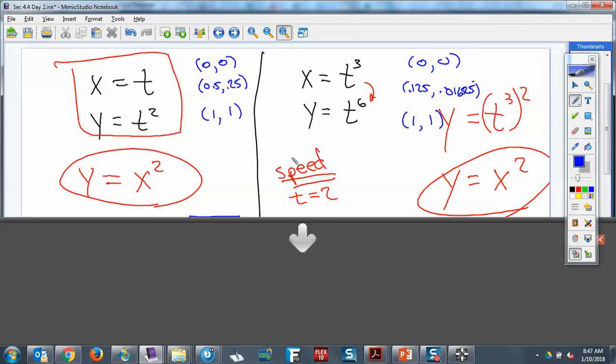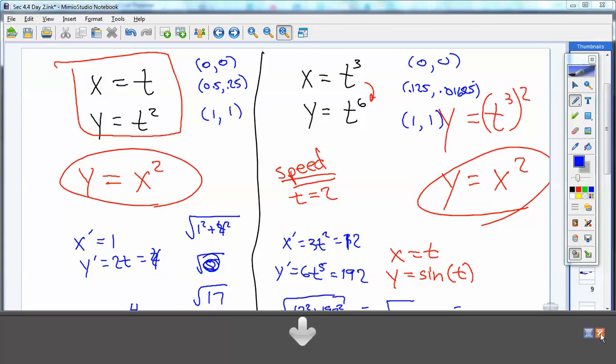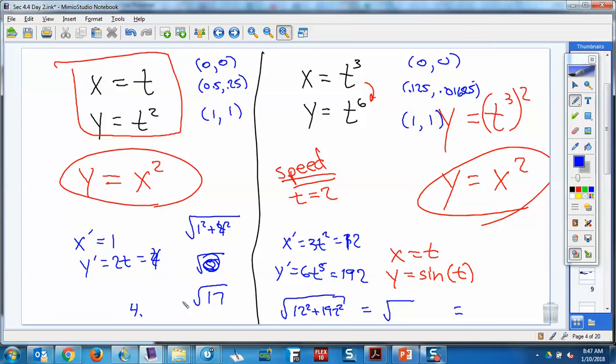Now, what do we got for the speed? What do you get for the speed at 2? I started it, and I got the square root of 17. Does that sound right? So 4 point something, 2 whatever. And how did I do here? Is that about right? We're doing x prime, y prime. Take those numbers, square root. What'd you get for a number here? 192.375.